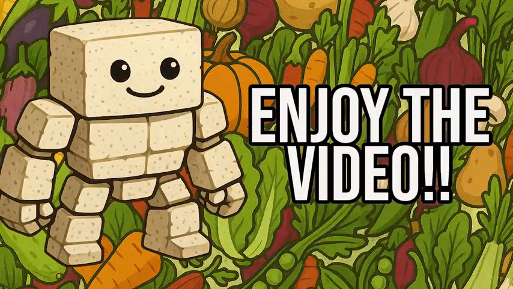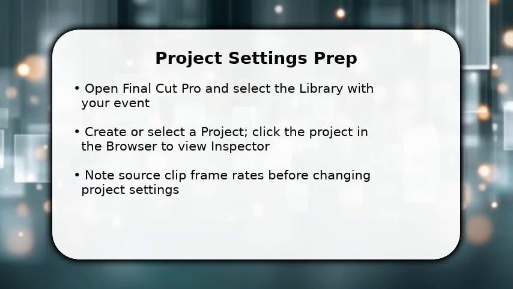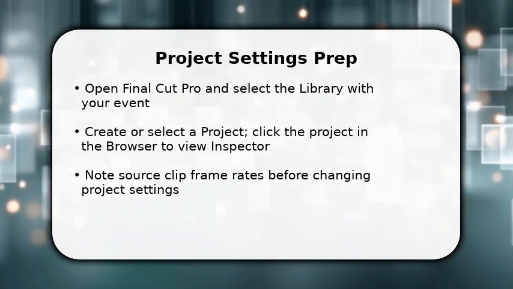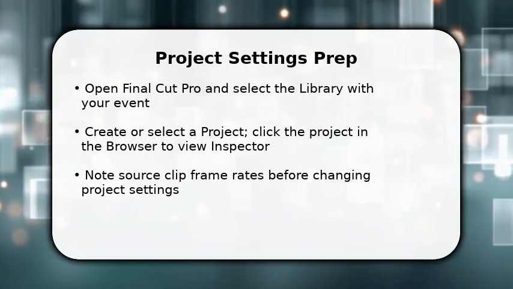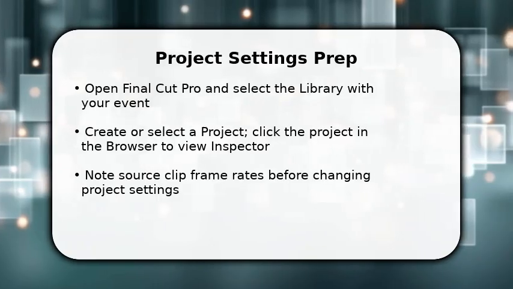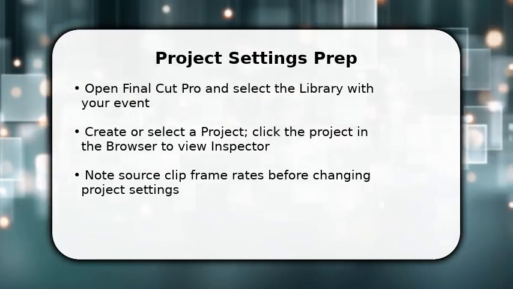Please enjoy the video. You start by opening Final Cut Pro and choosing the library that holds your media. Select or create the project you want to change. Once selected, open the inspector and confirm current project settings so you know the starting frame rate.